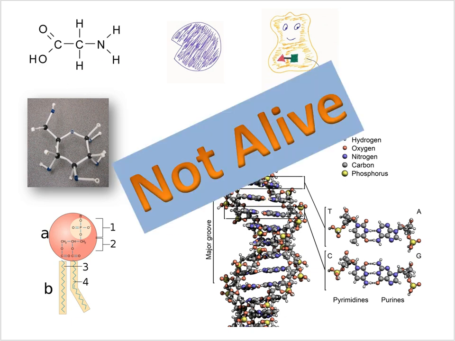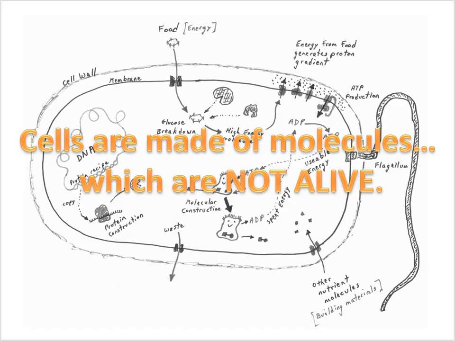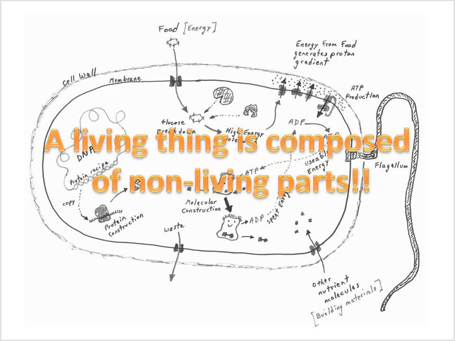And these molecules are not alive. Amino acids are not alive. Glucose is not alive. Lipid molecules are not alive. Proteins are not alive. DNA, not alive. So what we have then is that cells are made of molecules which are not alive. A living thing is composed of non-living parts. That's the puzzle we have to wrap our brains around.